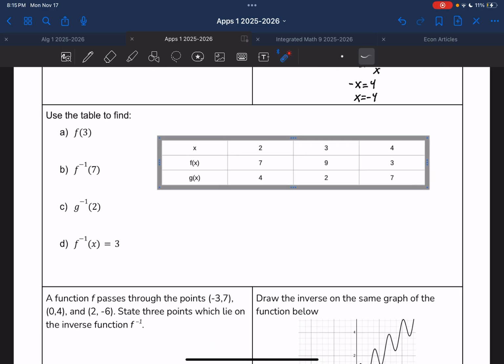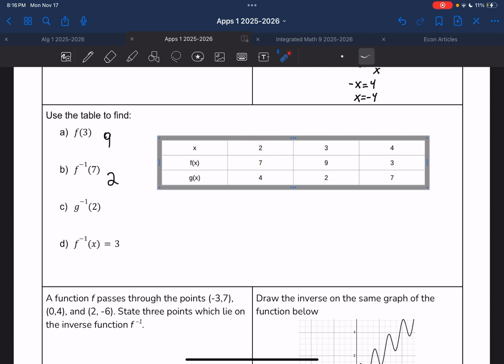All right, and using the table here, so f of 3, that means we're looking at f of x when x is 3, so f of 3 is 9. So f negative 1 of 7. For this one we want to think about, we know when we input 2 into the original function f of x, we output 7. That means with the inverse function, if we input 7, we have to output the opposite. We have to output 2.